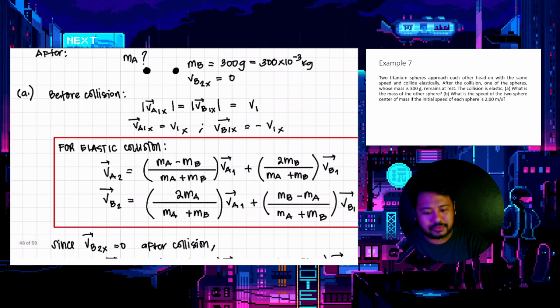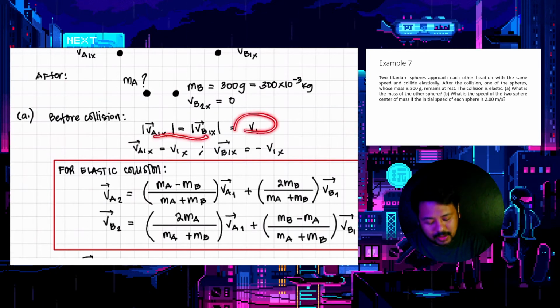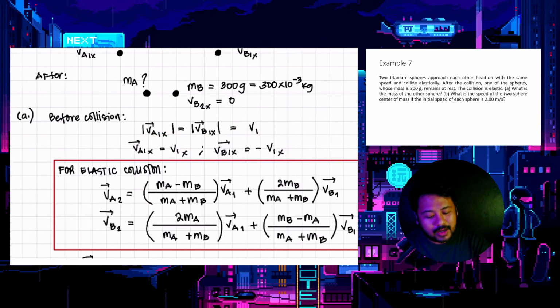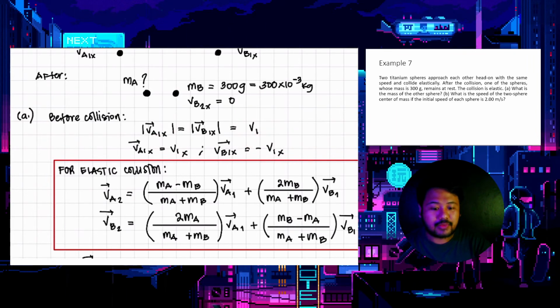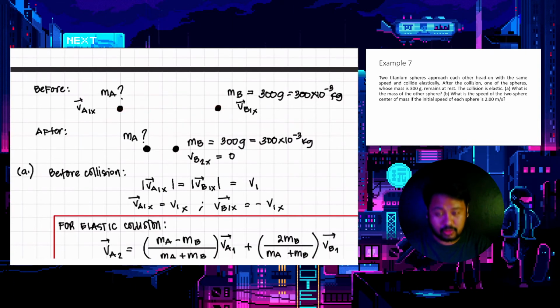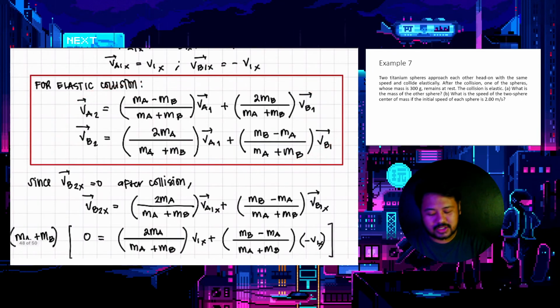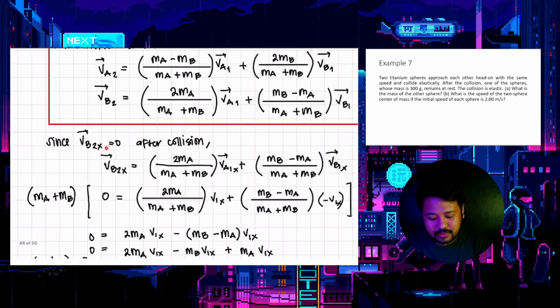So just take note, the initial magnitudes of our spheres are the same. They will just have the same speed, so let's have that as v1. And then va1x is just equal to v1x, vb1x is just equal to the negative of v1x. Why negative? Because it is moving in the opposite direction. They are colliding head-on. So I will be using this equation. Just take note that vb2x after collision is 0. Hence vb2x is 0.